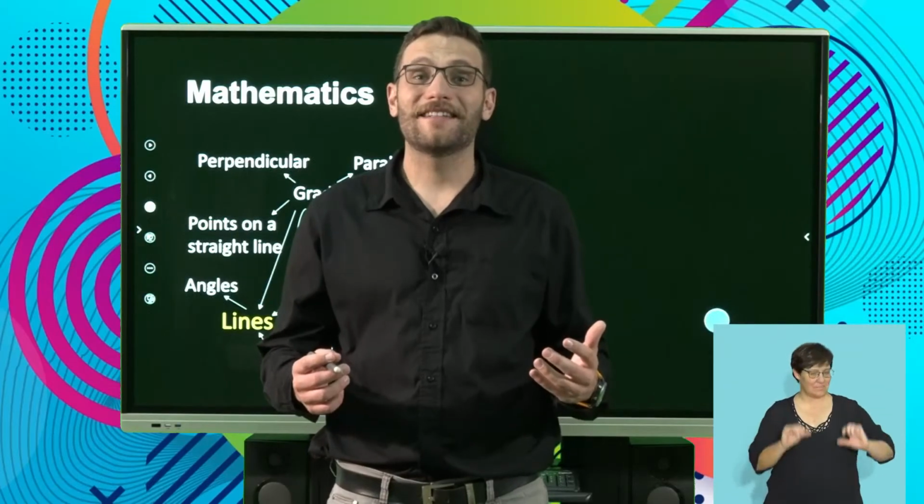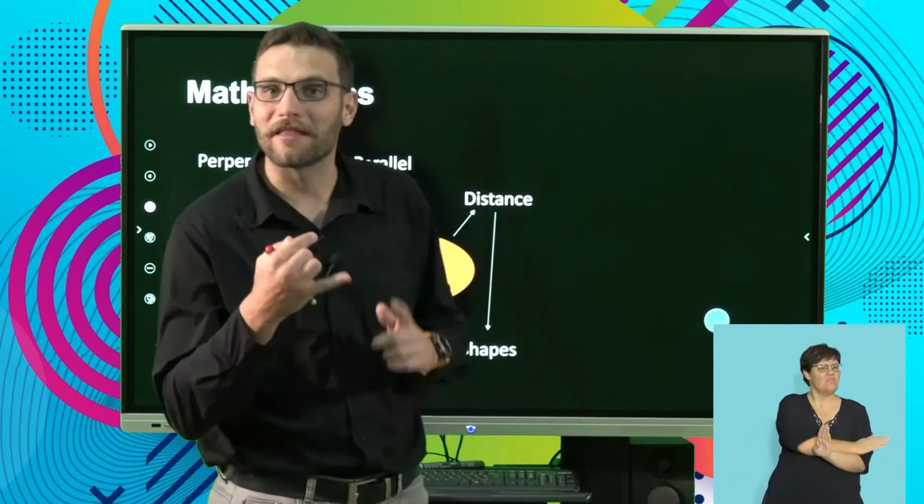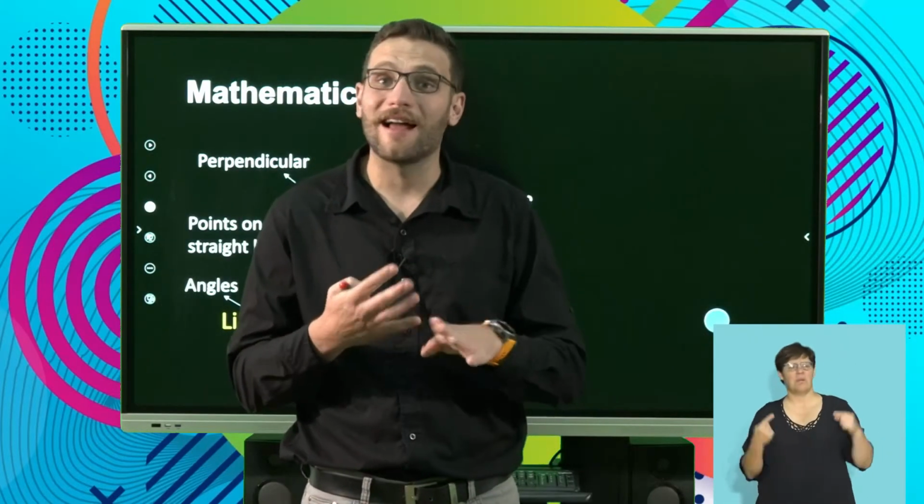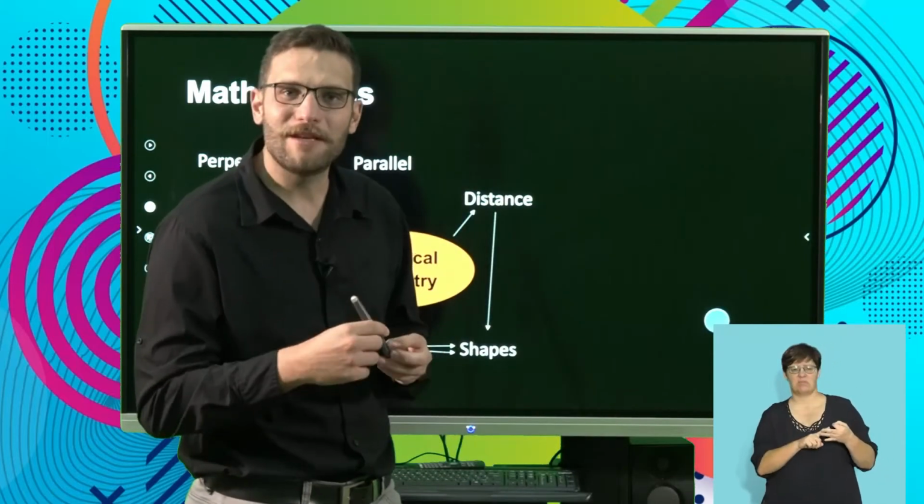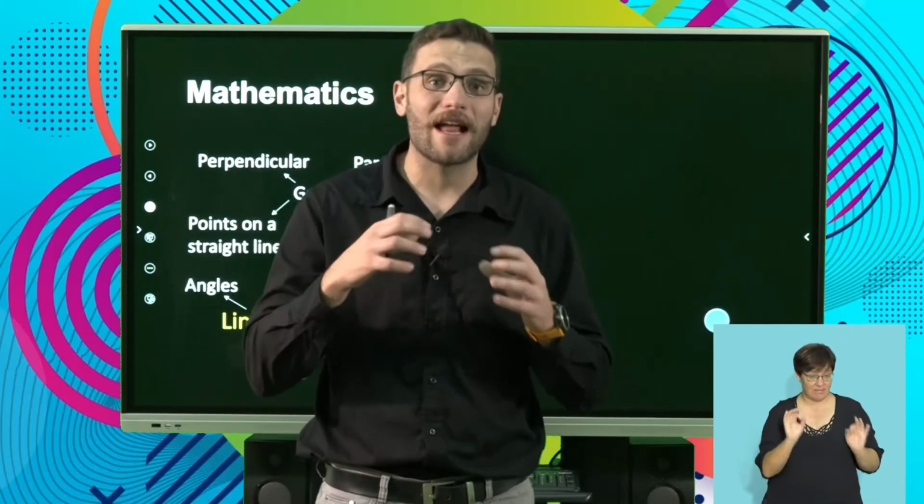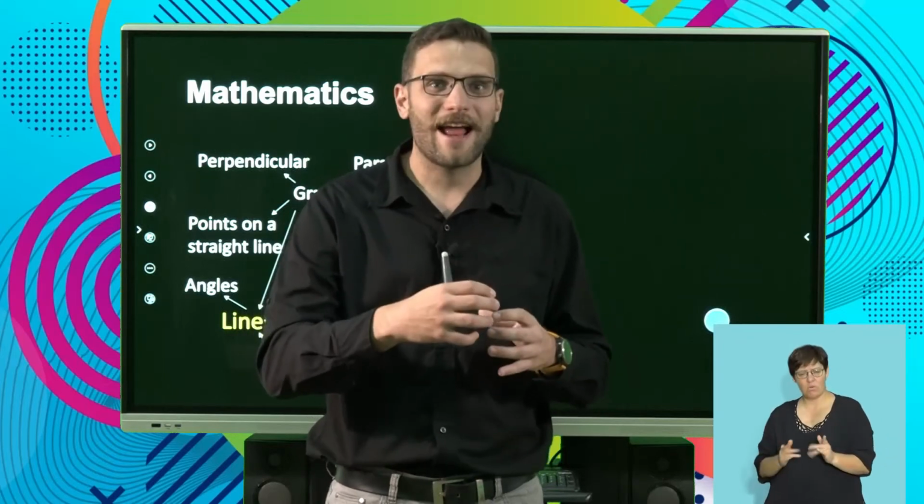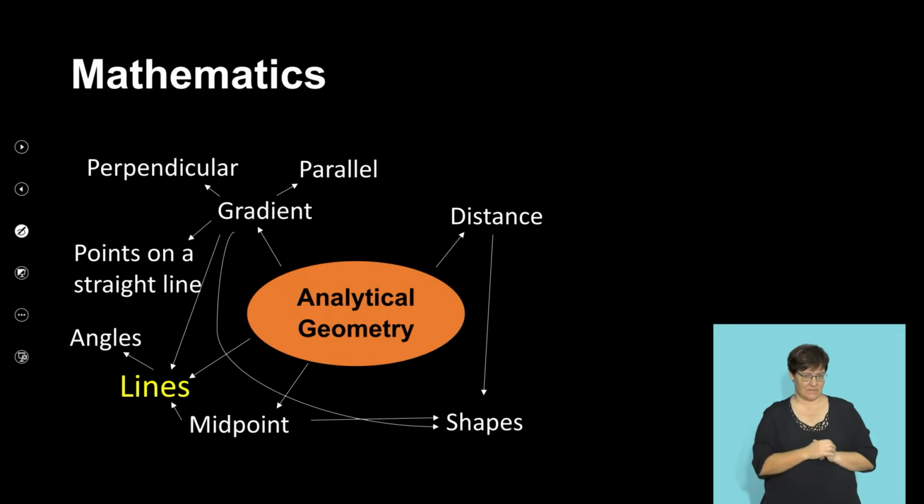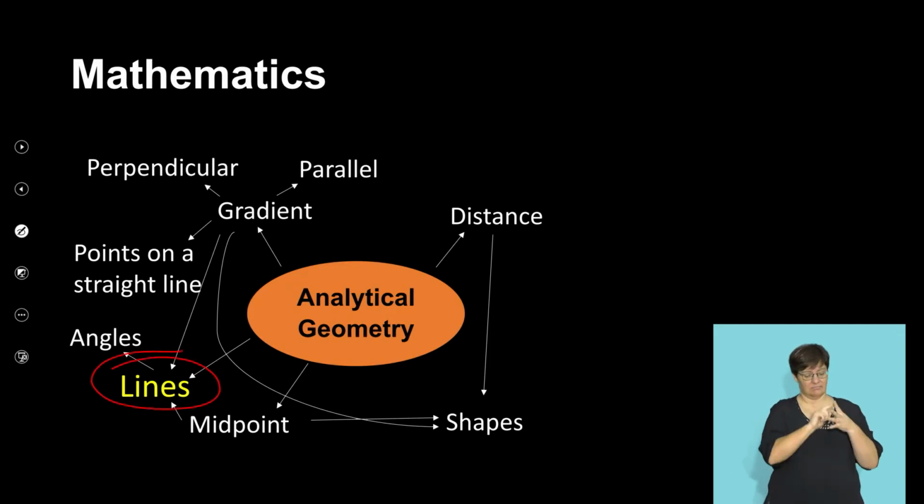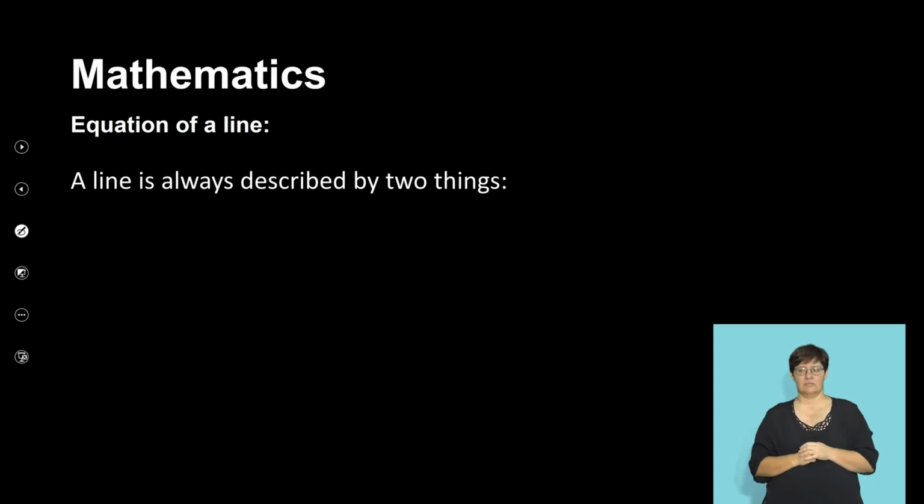Welcome back. So in the previous part, we spoke about the gradients and the applications. So parallel lines, perpendicular lines, and points on a straight line. And so what we're going to be doing now is talking about lines and the equation of lines and just recapping that a little bit because that's incredibly important. Let's get into it. We're going to be talking about the equation of a line.